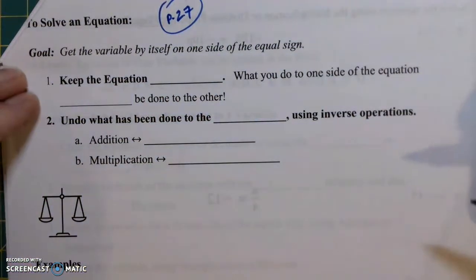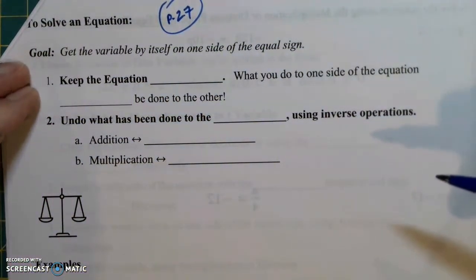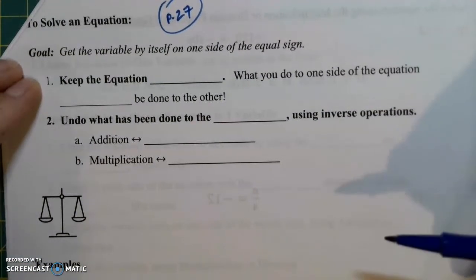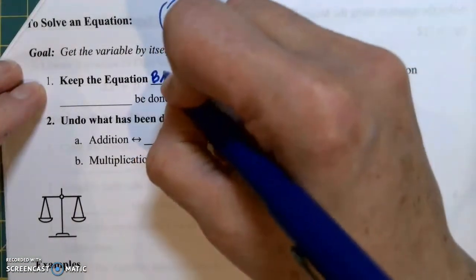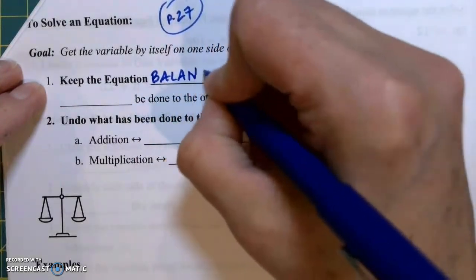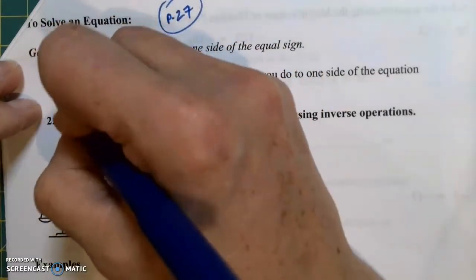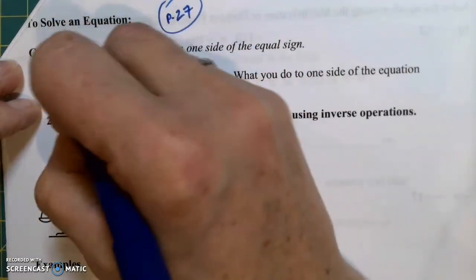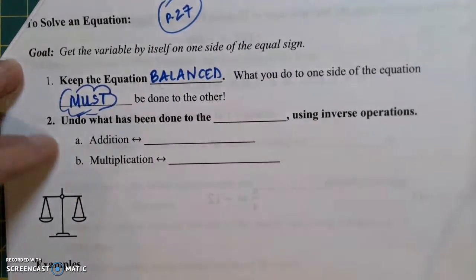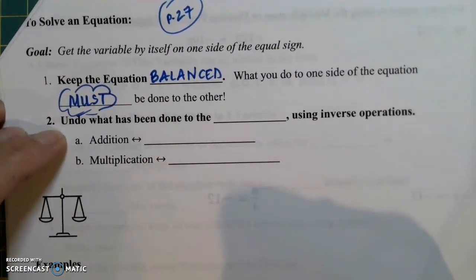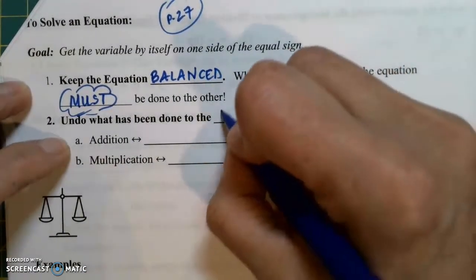So we are solving equations, and our goal is to get the variable by itself on one side of the equals sign. We're going to keep the equation balanced, using all those properties we were just talking about on the previous page. What you do to one side of the equation must be done to the other. Must.